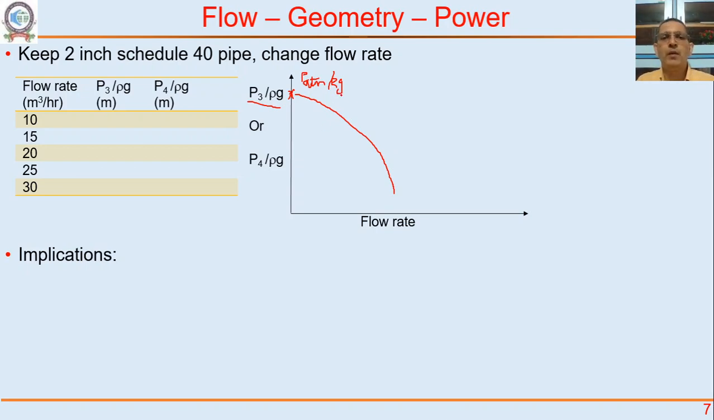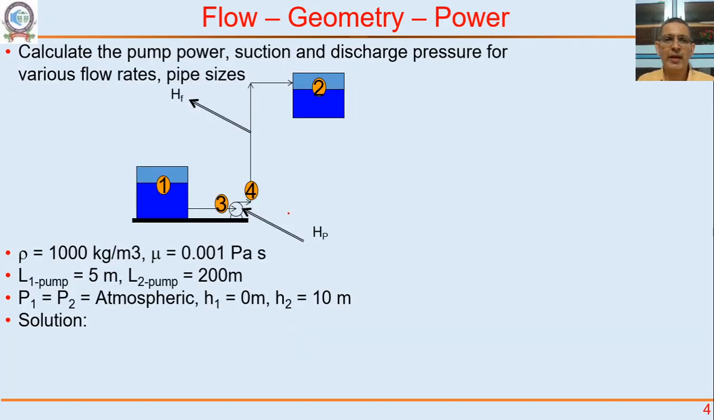Okay, now just one thought, as P3 will reduce, what happens if P3 is equal to vapor pressure? If P3 is equal to vapor pressure of water, then water starts boiling, vaporizing here, and vapors enter the pump, and then the pump will not work. Why the pump will not work is something we will see as we go along. But we want this suction pressure to always be more than vapor pressure.